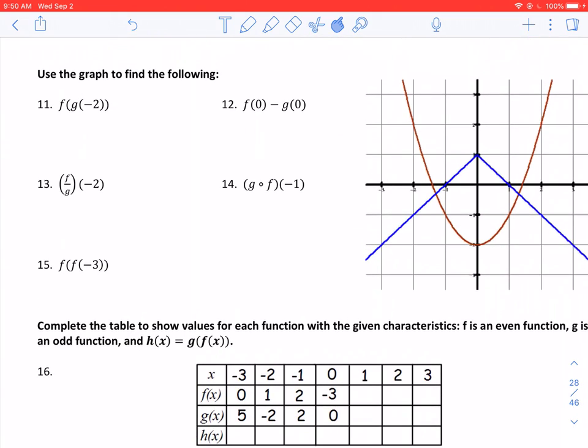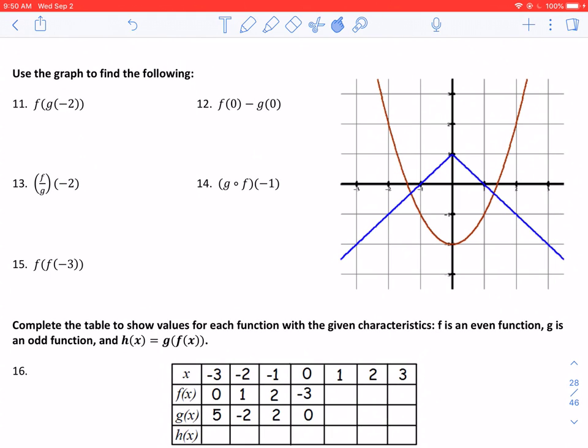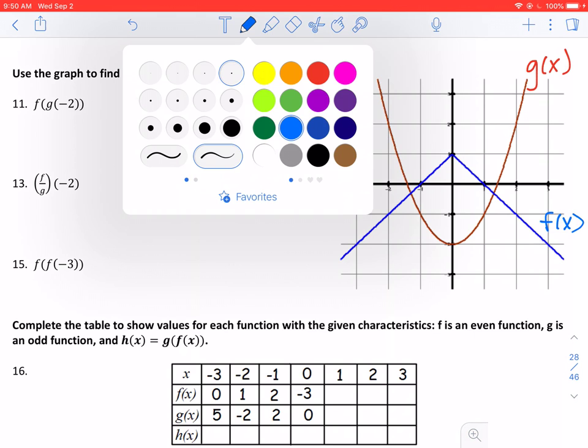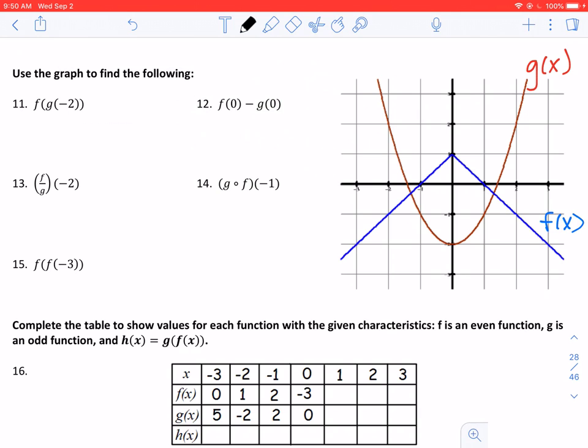Okay, let's look now here. Let's let, I can't remember which was what. Let's let this red function be g of x, and let's let this blue function be f of x. It's not labeled, so I'm just telling you now that the red function is g of x, the blue function is f of x. On a test or a quiz, it would be labeled. Okay, so let's find, real quick, the answers to 11 through 15, very quickly.